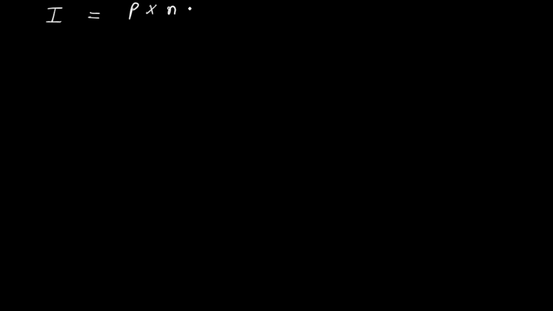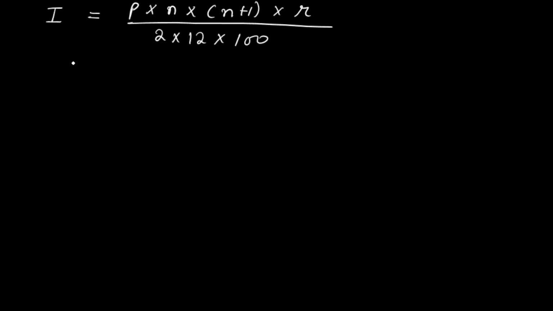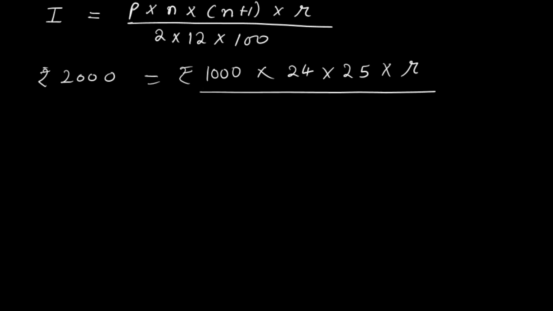It is P into N plus 1 into R by 2 into 12 into 100. So interest is equal to 2000. Principal is equal to 1000. N is equal to 24. N plus 1 will become 25. 24 plus 1 is 25 into R. R we have to find, so let it be R only. So 2 into 12 into 100. So we can do cancellation here. 2 zeros we can cancel.